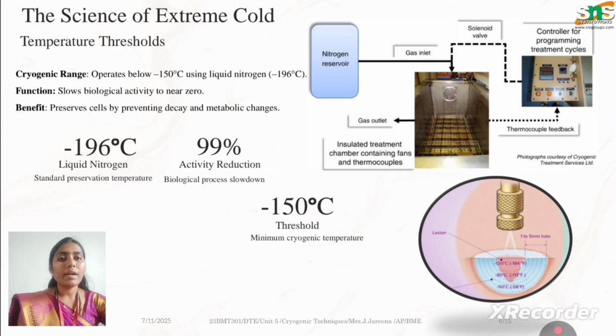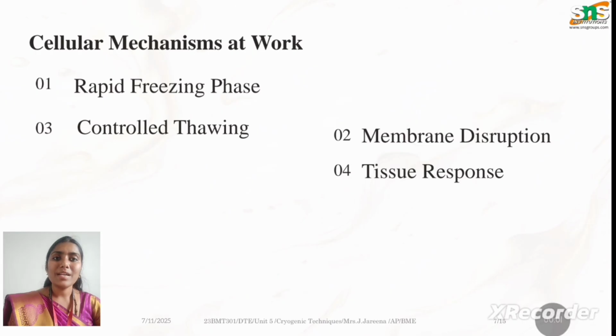The cryogenic technique at an optimum temperature of minus 150 degrees Celsius or minus 190 degrees Celsius, using liquid nitrogen, at this temperature the cells literally stop. That is, 99 percent of activity is reduced, or slowed down, but the cells will not decay or be destroyed. So we are preserving the cell with its whole functionality, and at the same time preventing the cell from decaying. This is how we preserve the cells which can be used for further processes or treatment. We will see the cellular mechanism of cryogenic techniques.